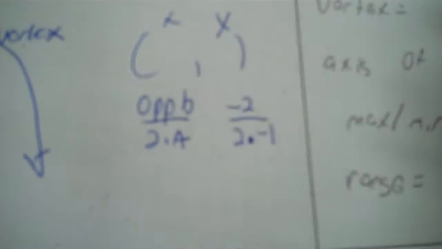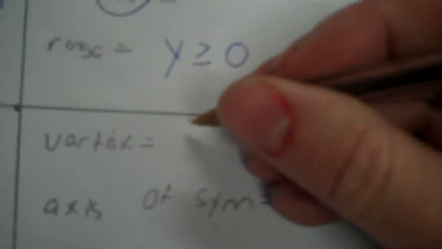So opposite of positive 2 is negative 2. And then I write down that 2 that's always going to be on bottom, and then your A value is negative 1. 2 times negative 1 is negative 2. Then you divide negative 2 by negative 2, you get 1. So your X value is 1. Now to find your Y value, you simply parenthesize your X's and substitute the 1 in for both the X's. So negative 1, and then 1 squared, plus 2, and then 1, and then plus 1. So I got 2. That's your vertex, 1, 2.